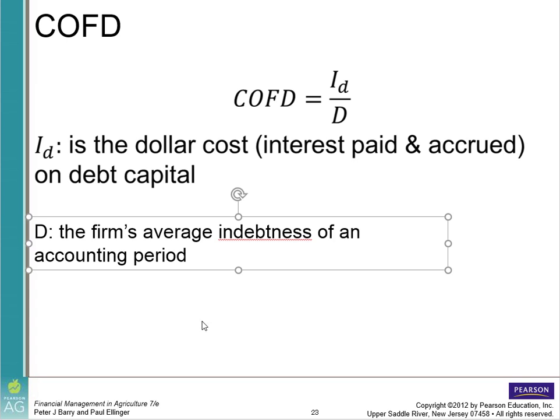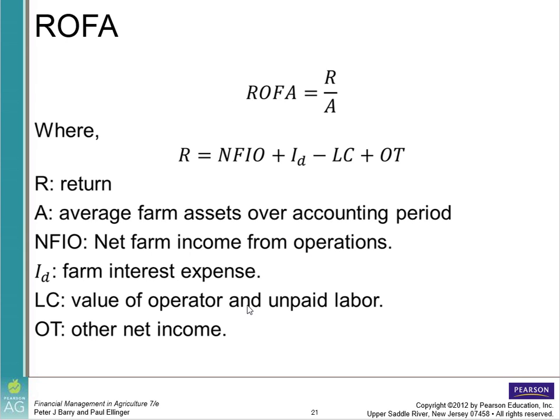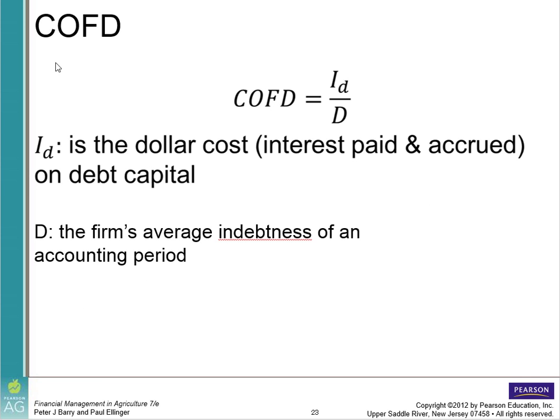So there we have it. Remember, the ID is the same as before. The farm interest expense, the interest paid and accrued, is how you find the cost of farm debt. Remember, just from the name itself, COFD stands for cost of farm debt.